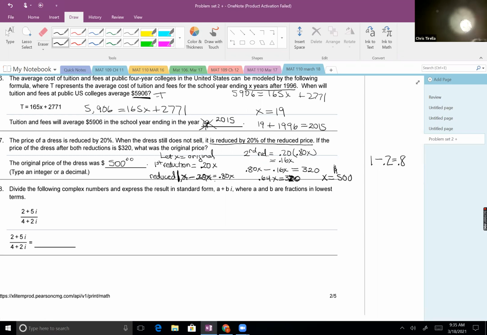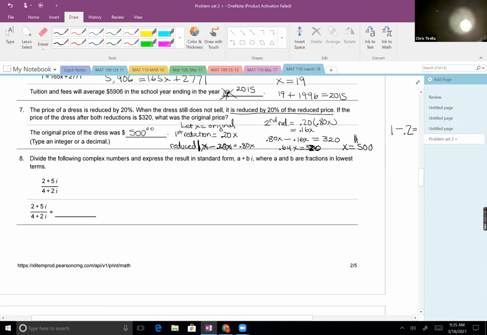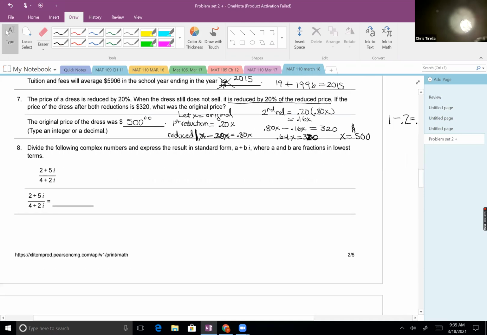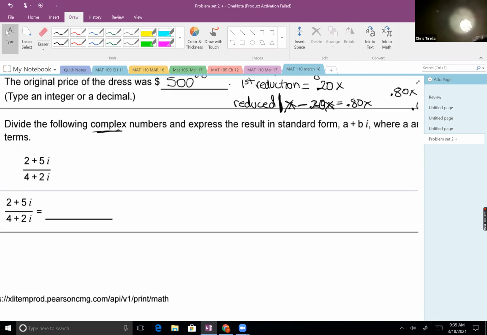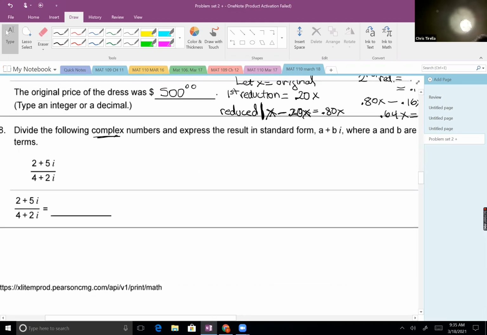So we go on to the next problem then, which sounds harder, but I don't really think it is. This one says that it involves complex numbers. But again, remember, complex numbers just means that I'm going to have a plus bi form. I have to work with i. And even before I read the words, it looks like this is a division problem. And so I need to take 2 plus 5i and divide it by 4 plus 2i.